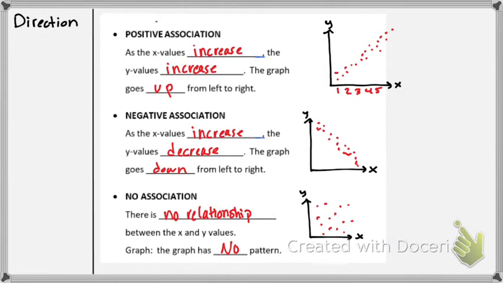Those are the different types of directions that you can have: positive, negative, and no association. The next thing we're going to talk about is the strength of a scatterplot.